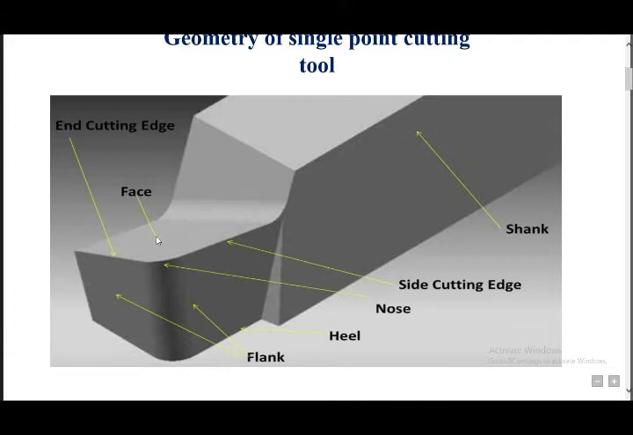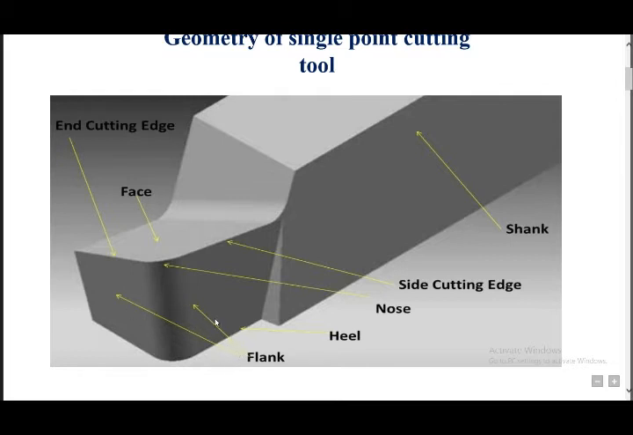Next, face. What is the face? It is the surface over which the chip slides. And next, flank. This is the flank and this is the flank. It is the surface of the tool facing the workpiece. These are two flanks, namely end flank and side flank. This is the side flank, this is the end flank.